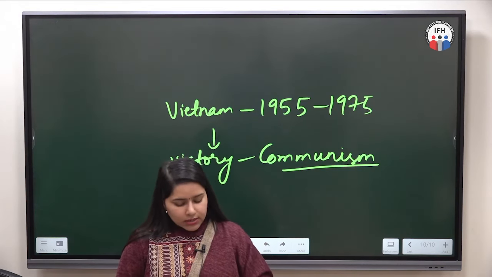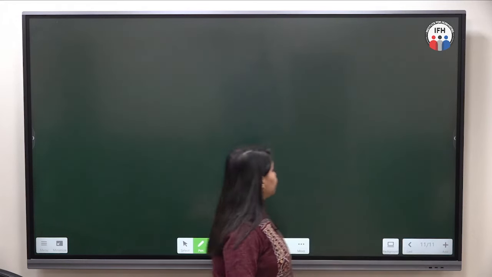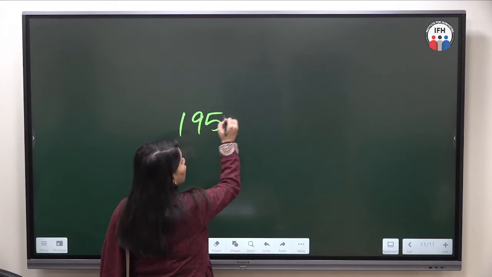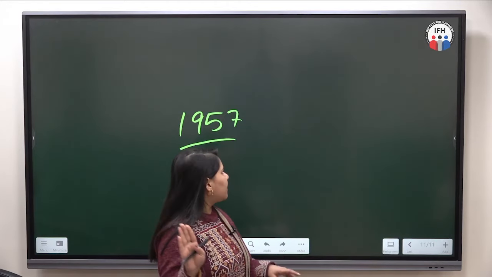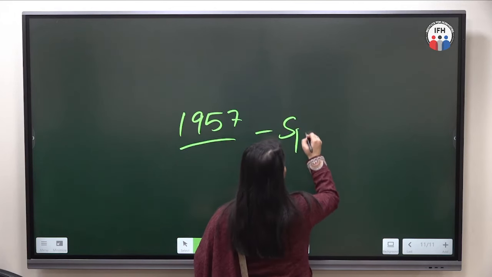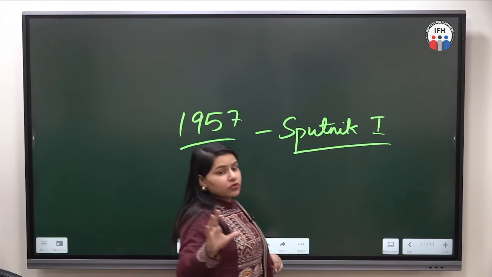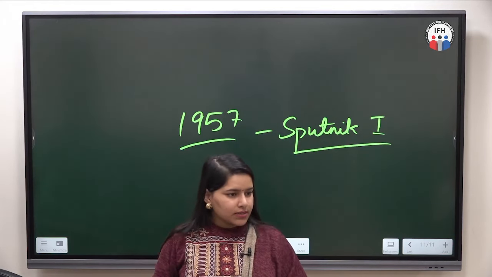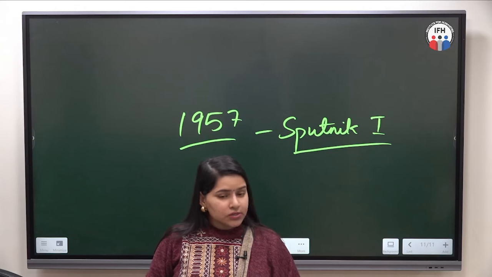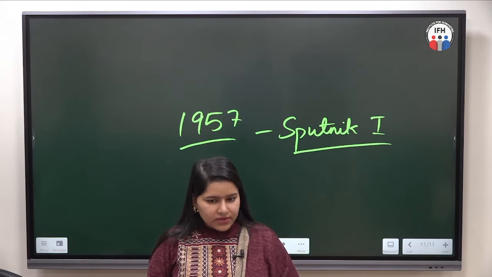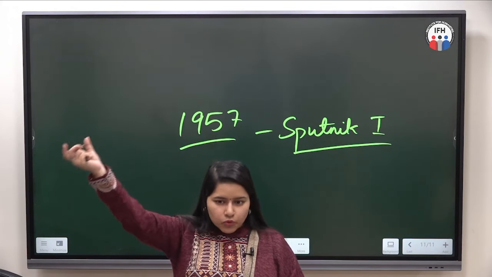Dramatic, very much. Then in 1957, when this space race started, a very important event happened, not only of the Cold War era, but of the whole human history. What happened? The Russians launched Sputnik 1, and it was the first ever satellite to be launched. The world had never witnessed something like this, because till 1957 they were fighting for land and all. Nobody was thinking of space, universe, moon, Mars.